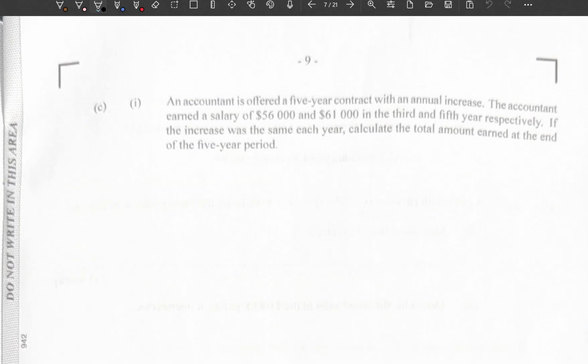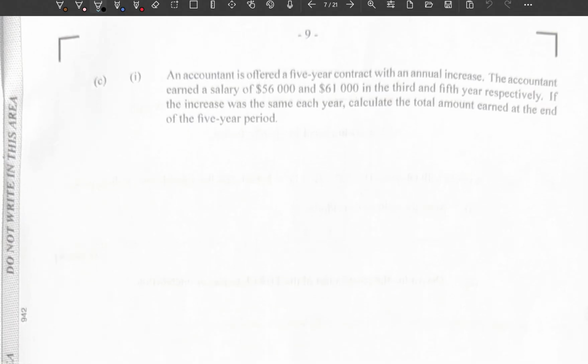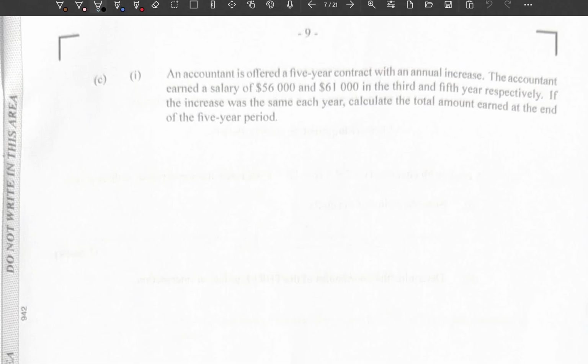Part C tells us that an accountant is offered a 5-year contract with an annual increase. The accountant earned a salary of $56,000 and $61,000 in the 3rd year and 5th year respectively. If the increase was the same each year, they want us to calculate the total amount earned at the end of the 5-year period. So what are they telling us here?